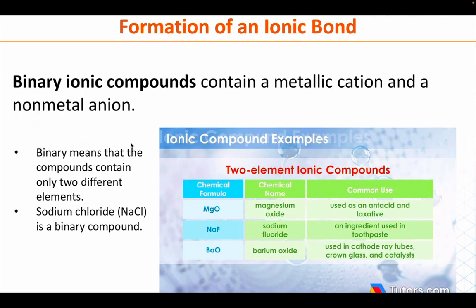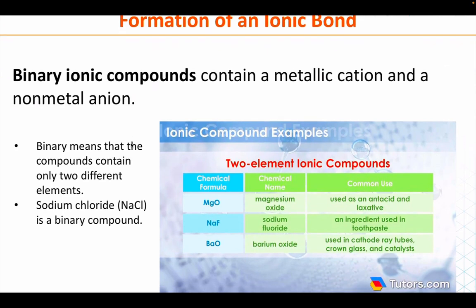Binary ionic compounds are just having a metal cation and a non-metal anion. So really, just a metal and a non-metal. You can see these are some common ones. We always talk about sodium chloride, but there's a whole bunch of other types of binary ionic compounds.